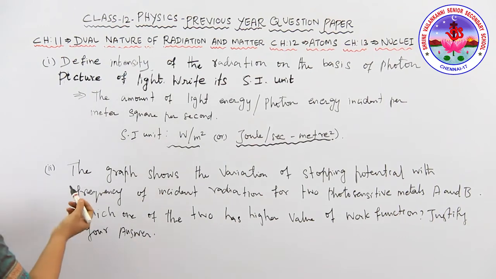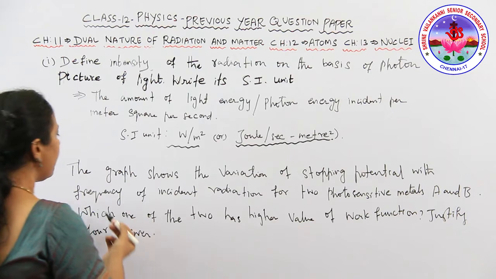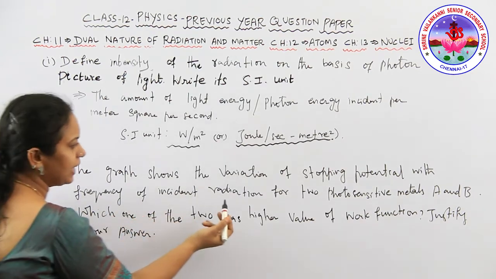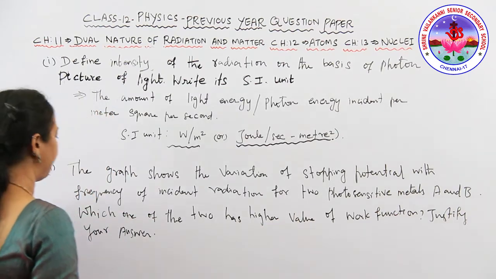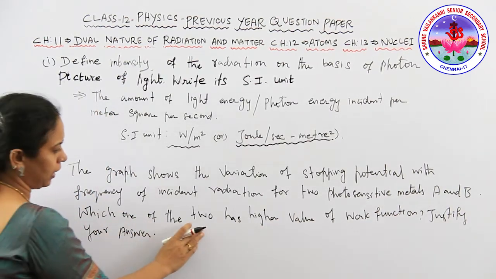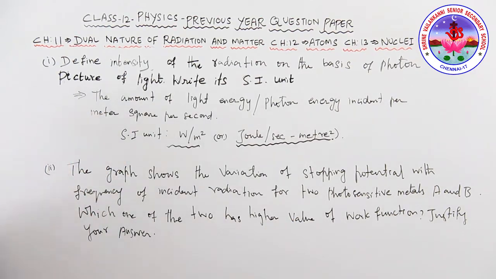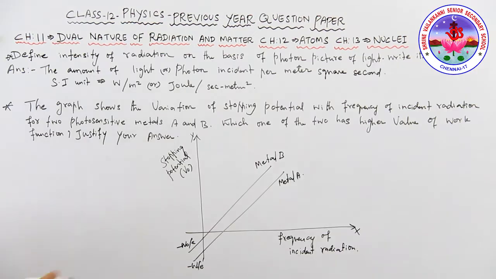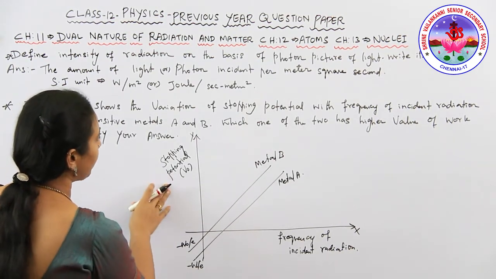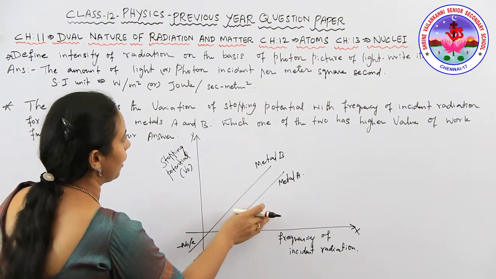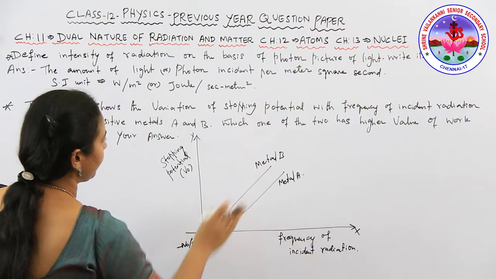The second question is, the graph shows the variation of stopping potential with the frequency of incident radiation for two photosensitive metals A and B. Which one of the two has the higher value of work function? Justify your answer. You see the graph, child? In the y-axis they have given the stopping potential. For two metals we have to compare which one has the higher value of the work function.